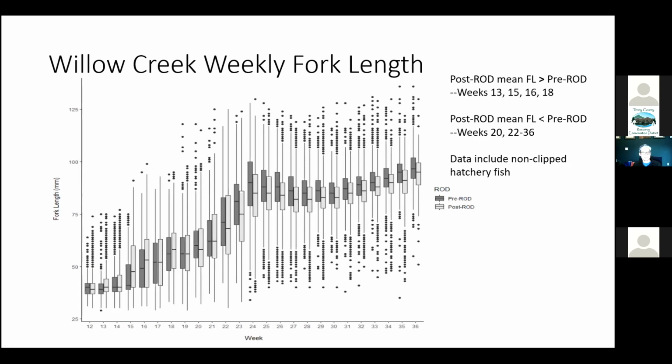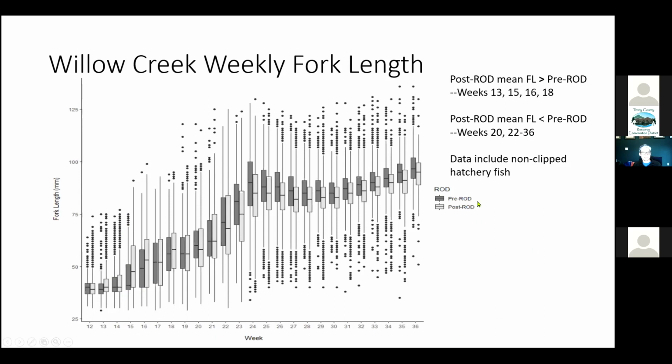In any particular week, let's say week 15, I took the entire period of record, pre-ROD and post-ROD, and grouped all the fork lengths together for pre-ROD and post-ROD. So in week 15, this dark gray is all of the fish prior to 2005 for week 15 lumped together. And again, the lighter gray is the post-ROD.